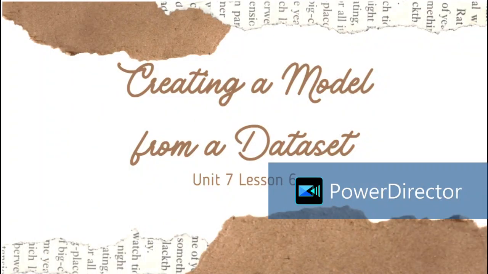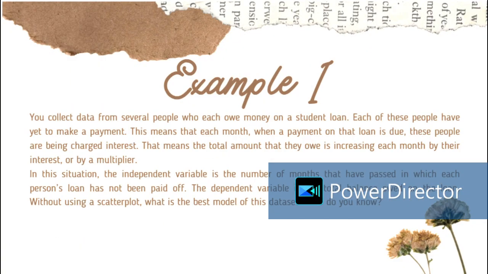Hi guys, this is Unit 7, Lesson 6, Creating a Model from a Dataset. Example 1: you collect data from several people who each owe money on a student loan. Each of these people has yet to make a payment. This means that each month when a payment on that loan is due, these people are being charged interest. That means the total amount that they owe is increasing each month by their interest, or by a multiplier.